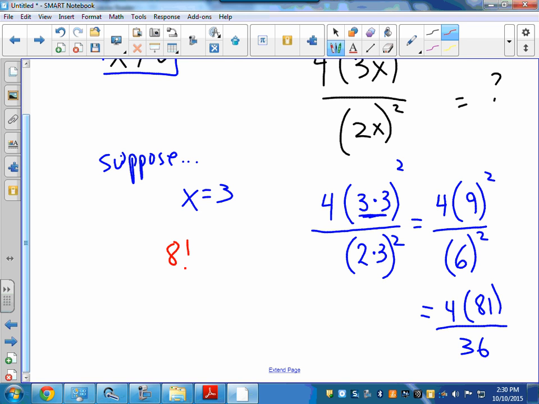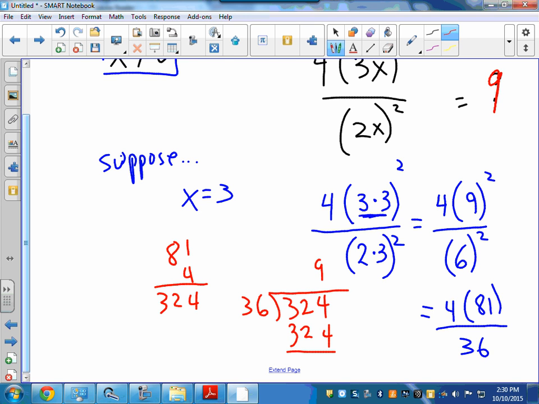81 times 4, 324, and then divide 36 into that. 36 goes into 324, and it does go 9 times. 9 times 6 is 54, carry the 5, so 9 times 3 is 27, plus 5 more is 32. Okay, so the answer is 9.